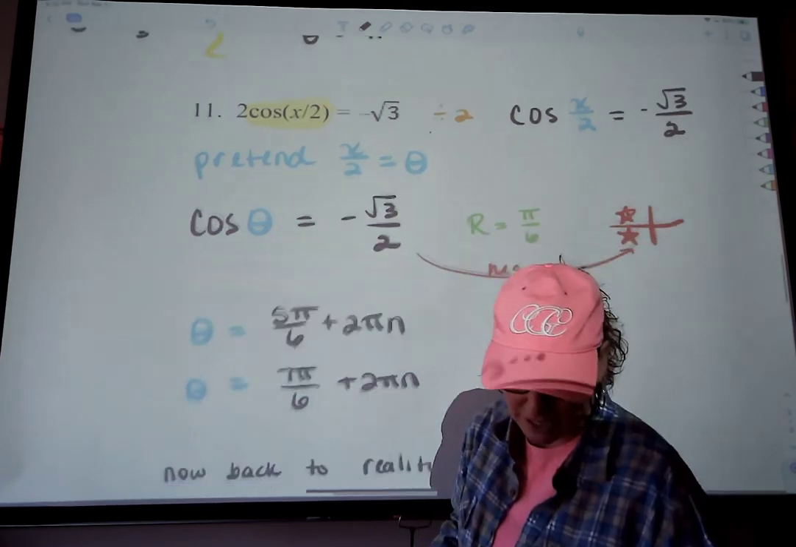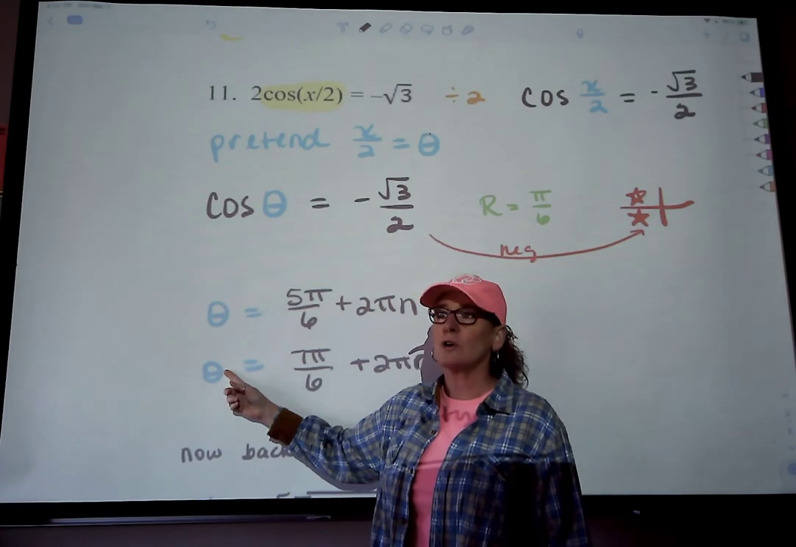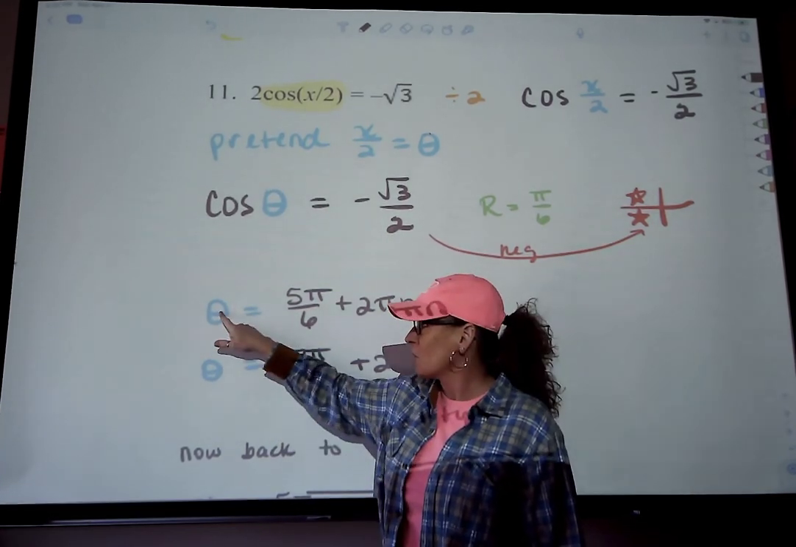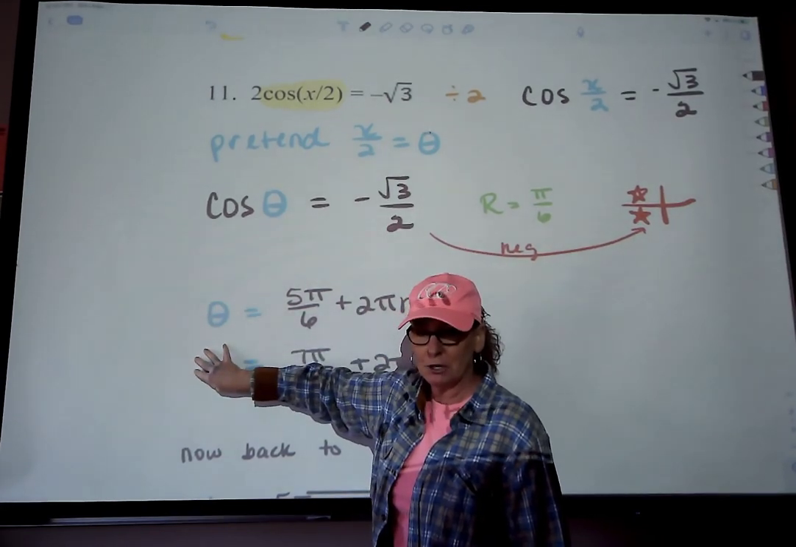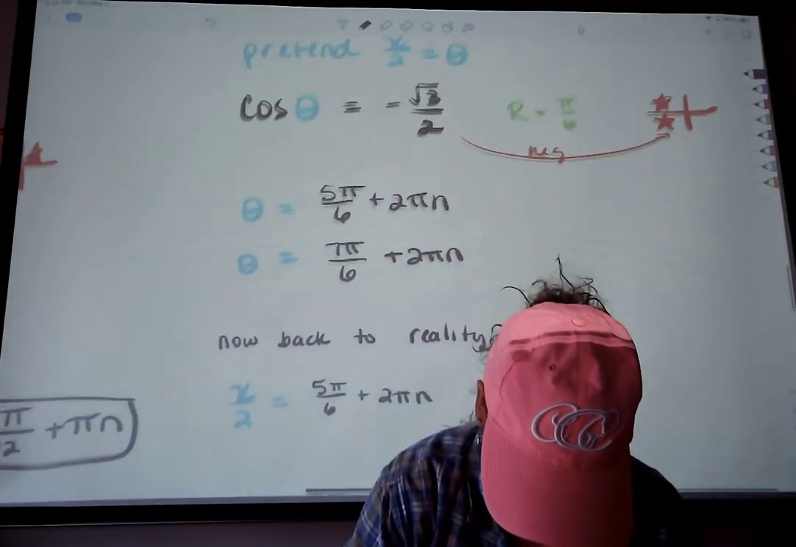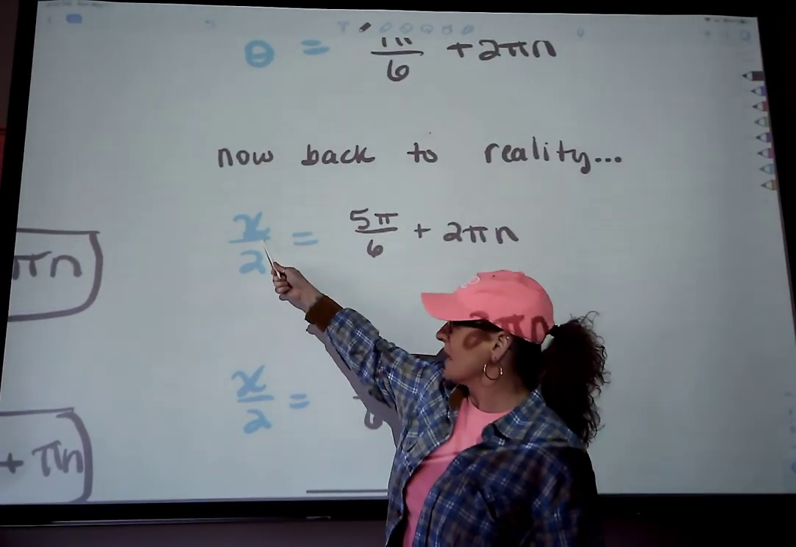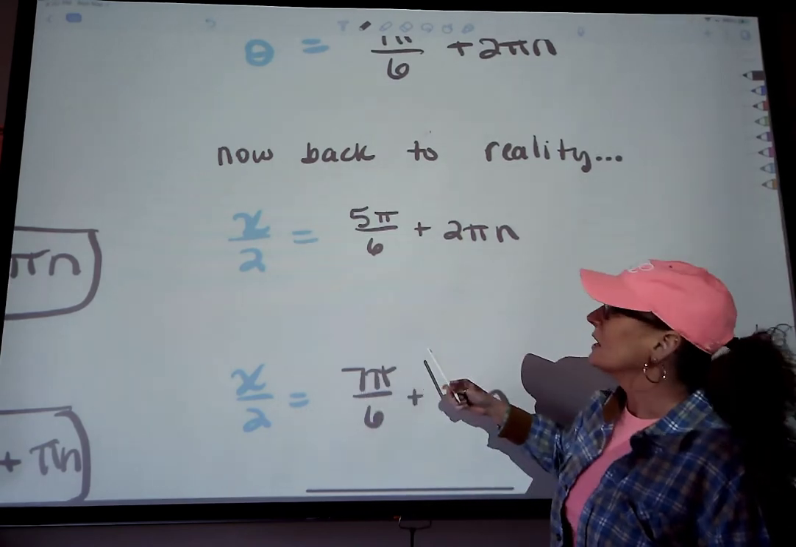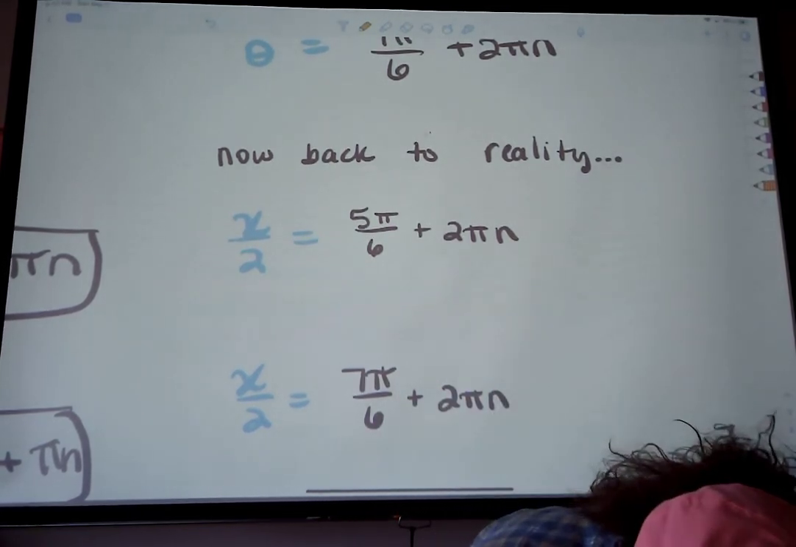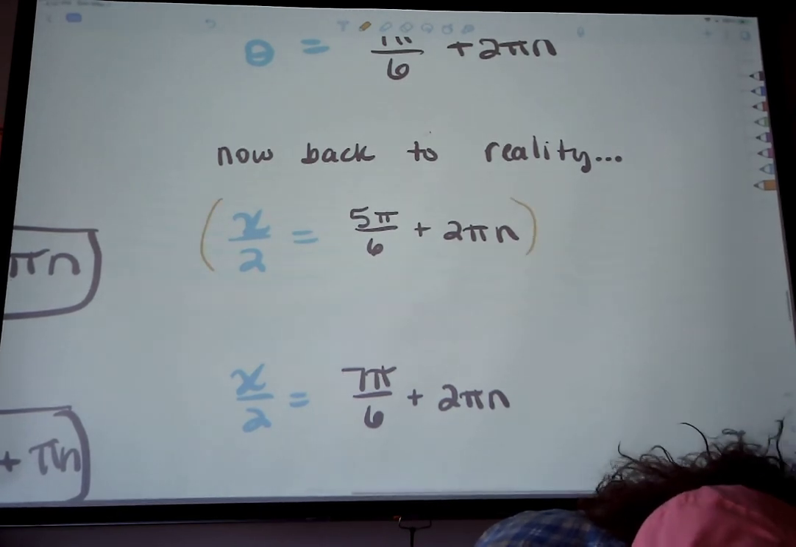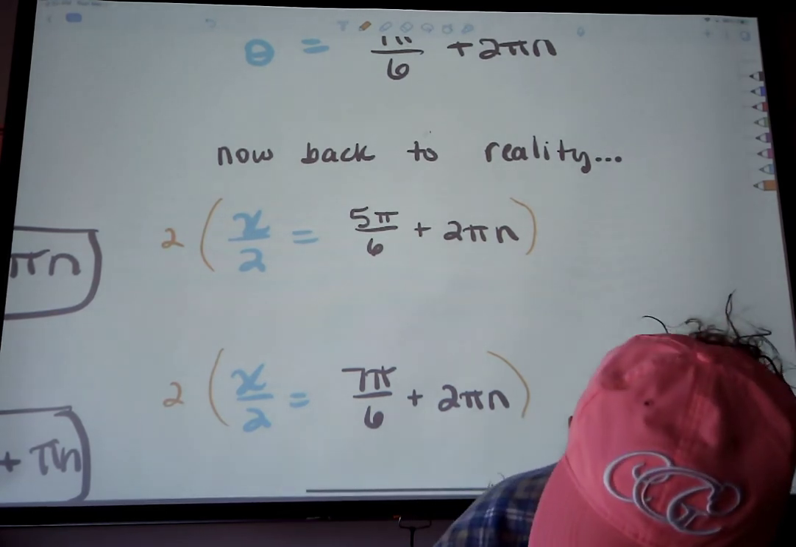Hold on, let's go back to reality. The angle wasn't theta, was it? Nope. The angle was originally x over 2. So, right here, put an x over 2 there. Put an x over 2 there. Where I had written theta, I replaced it with x over 2. And now, solve for x. Basically, I'm going to multiply everything by 2.